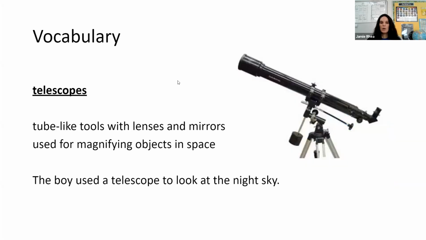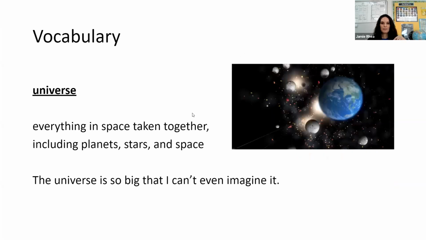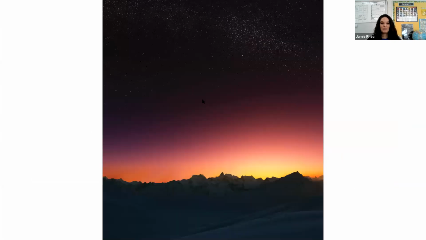Telescopes: tube-like tools with lenses and mirrors used for magnifying objects in space. The boy used a telescope to look at the night sky. Universe: everything in space taken together, including planets, stars, and space. The universe is so big that I can't even imagine it.